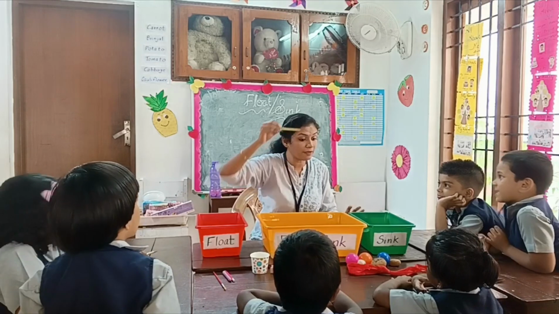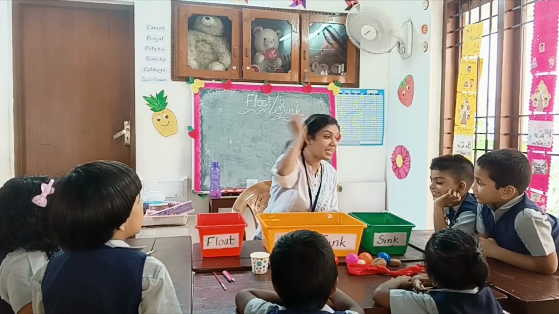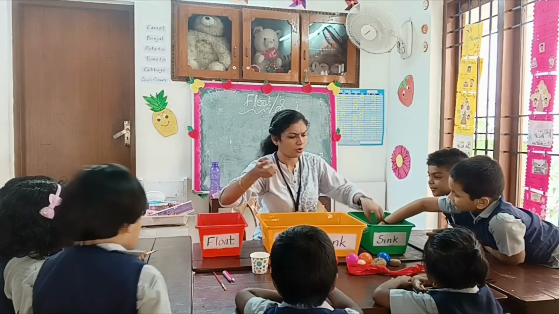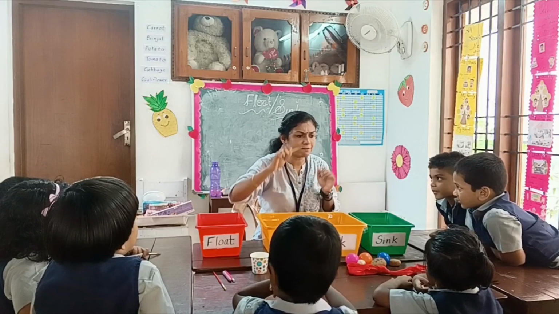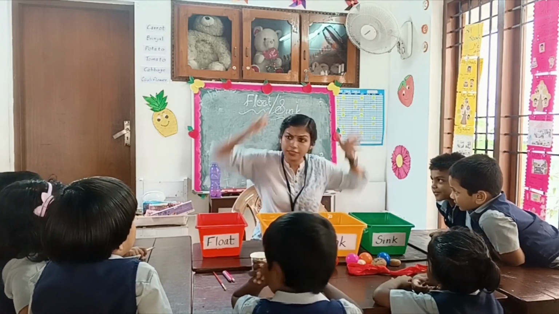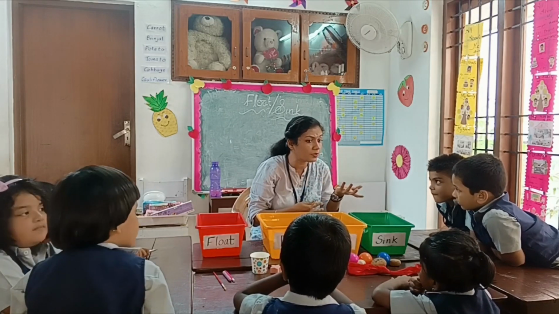Okay, in this item, what you have to do? You have to pick the object and keep it in the sink basket. I didn't do it, I just showed. But what happened if the object didn't sink? Didn't go to the bottom of the water? It doesn't go. What will we do?